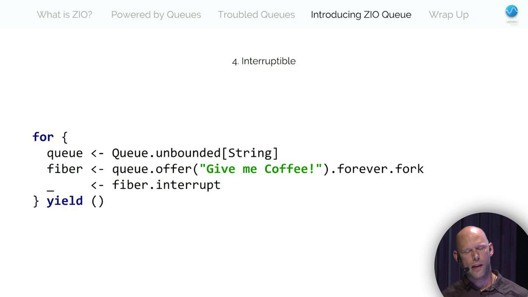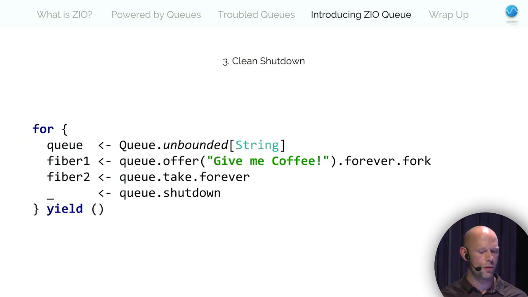Killer feature number three is clean shutdown. This is a problem with blocking queue, linked blocking queue, and other types of queues. The problem is as follows. Many times the lifecycle of a queue will be finite inside your application. It'll exist for a while, and then we'll be done with it and we need to shut it down. But there could be who knows how many threads taking stuff and offering. How do we deal with those?